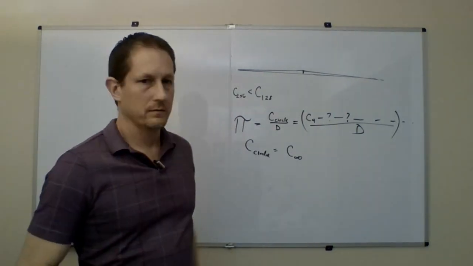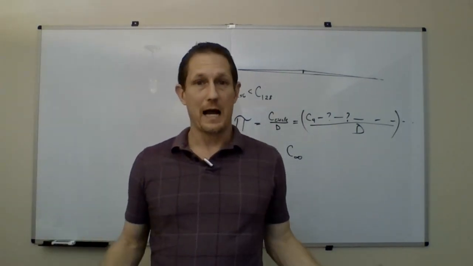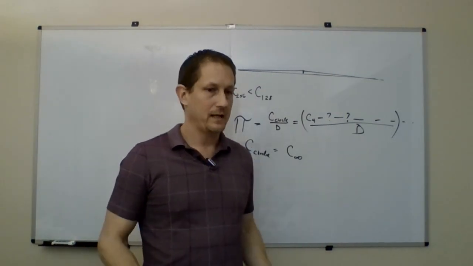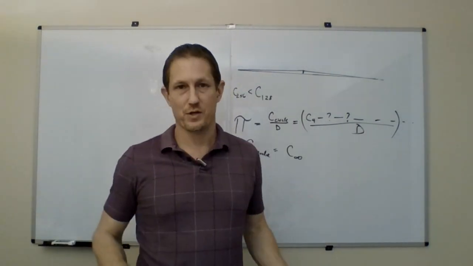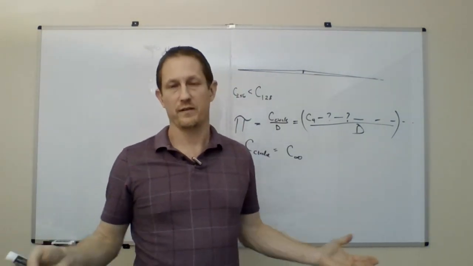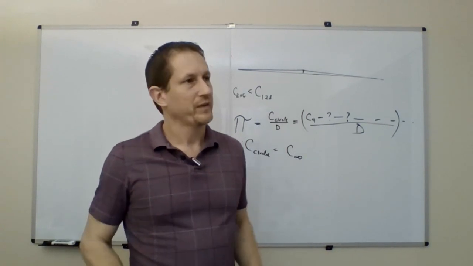Okay, so let's say you want to actually measure pi in the real world. What you do is you start with a circle, and you take out a tape measure, and you measure its circumference, and you measure its diameter, and then you just divide them, and you'll get a number.